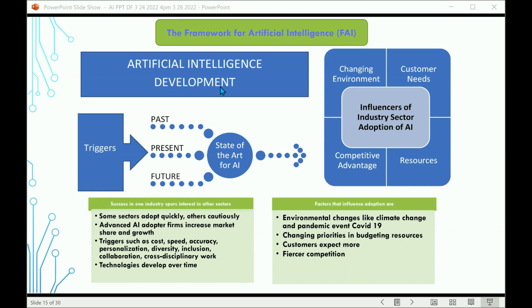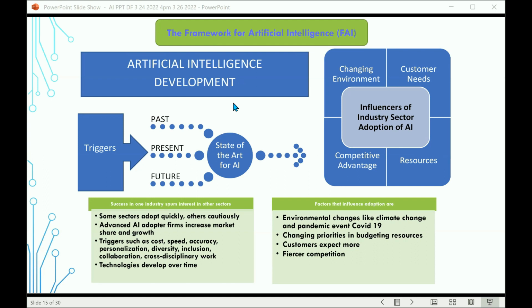Okay, so here you can see the graph of this stuff. I'll read down below. Some sectors adopt quickly, others cautiously. Advanced AI adopter firms increase market shares and growth. Triggers such as cost, speed, accuracy, personalization, diversity, inclusion, collaboration, cross-disciplinary work.